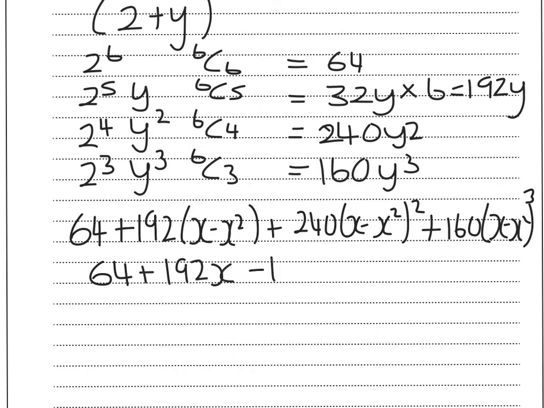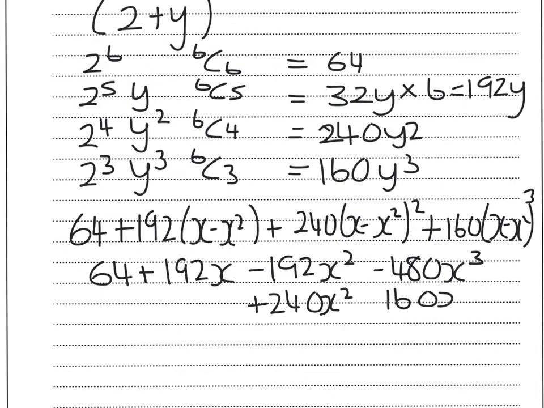192x minus 192x squared. Expanding the third bracket, we're going to have 240 x squared, and then the middle term is minus 2 x cubed, so that gives us minus 480 x cubed. I can ignore the third term because that's x to the power 4. And then finally from the last we're going to have 160 x cubed, and I can ignore all other terms in the expansion because they're larger than x cubed.